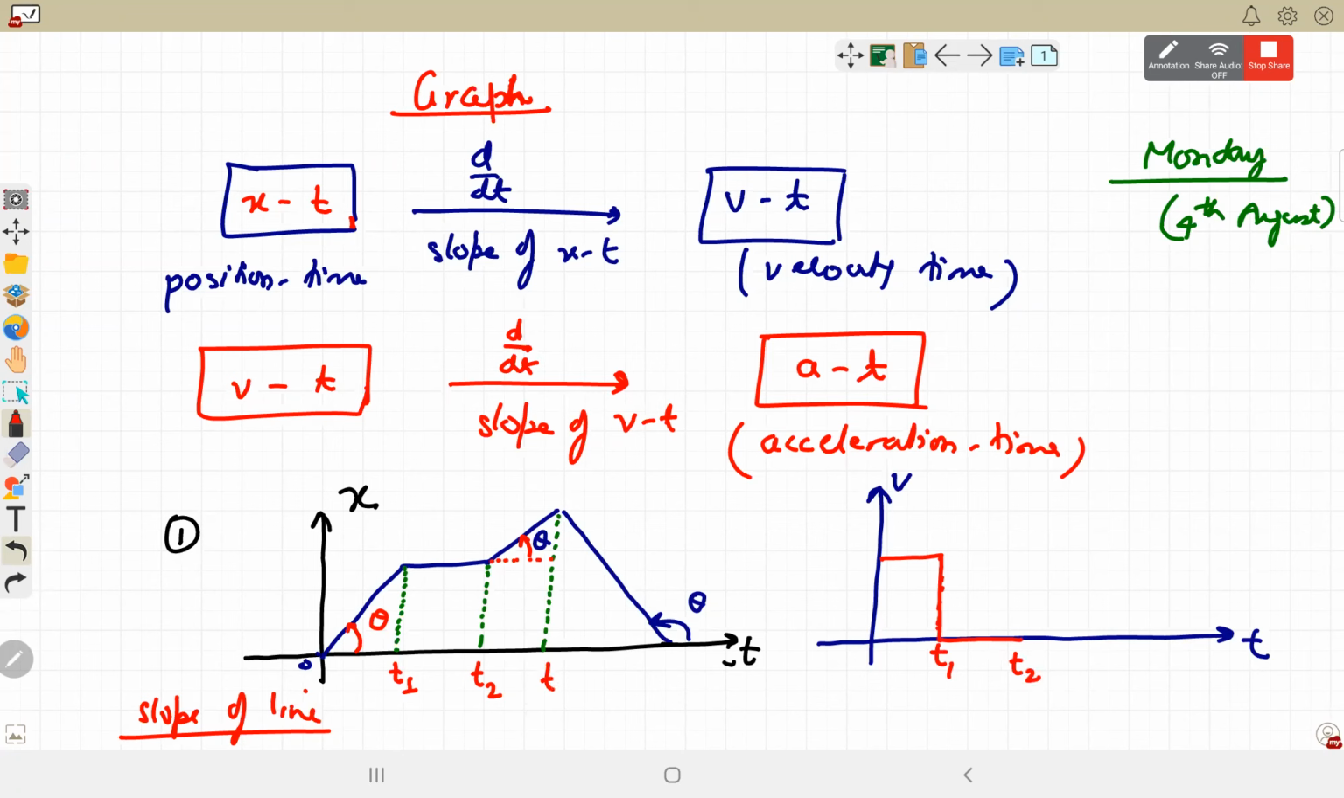From T2 to T3, again this line is making an angle, and this angle seems slightly smaller. So it will be slightly smaller, and positive velocity between T2 to T3. T3 to T4, this angle is greater than 90.